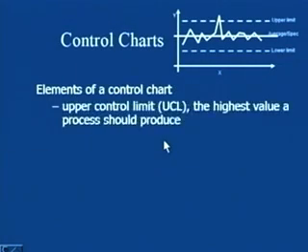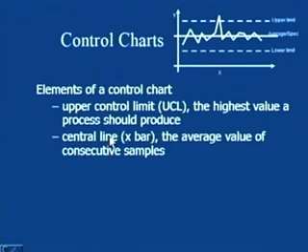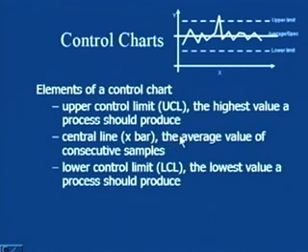Elements of the control chart, which I already mentioned. The first is the upper control limit, the highest value a process should produce. The center line is the average value of the consecutive samples, meaning most of the values should be near the average line or the center line. The third element is the lower control limit, LCL, the lowest value a process should produce. Anything above the upper control limit or below the lower control limit is not acceptable.